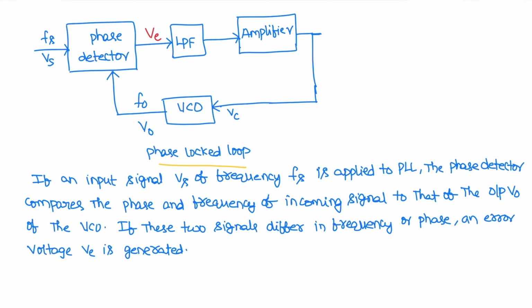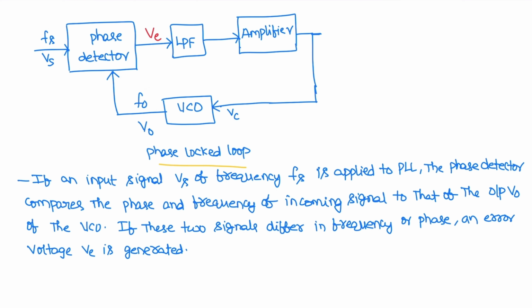If an input signal Vs of frequency Fs is applied to the PLL, that is the phase lock loop, the phase detector compares the phase and frequency of the incoming signal to that of the output voltage V0 and F0 of the voltage controlled oscillator. So the phase detector compares the incoming signal Vs of frequency Fs with V0 and F0, and produces an error voltage which is a DC voltage.